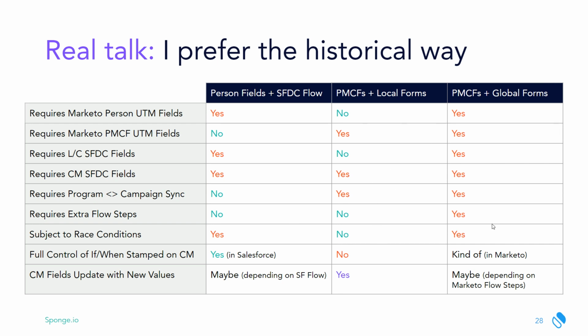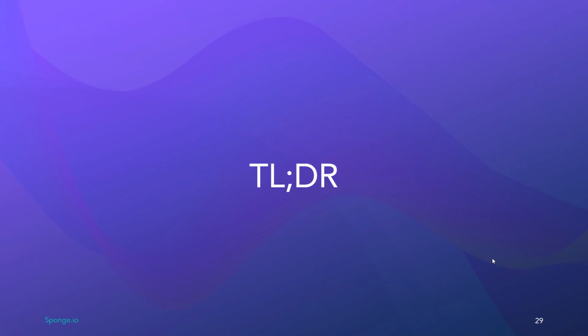You can choose to use the program member custom fields and global forms. Benefits are that you can see it directly in Marketo where those UTMs are coming from for each program. It'll definitely update with newer values if somebody's submitting the same form multiple times. But I still prefer the older way myself.